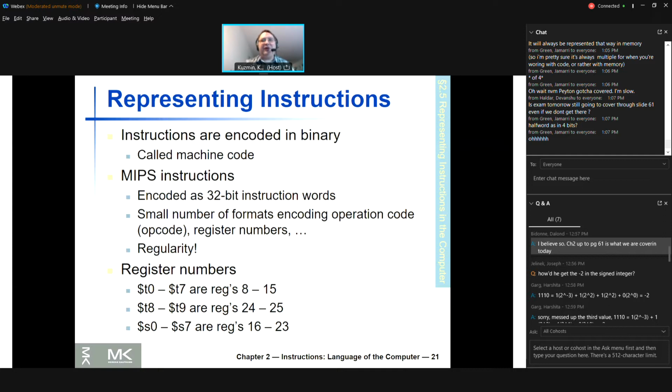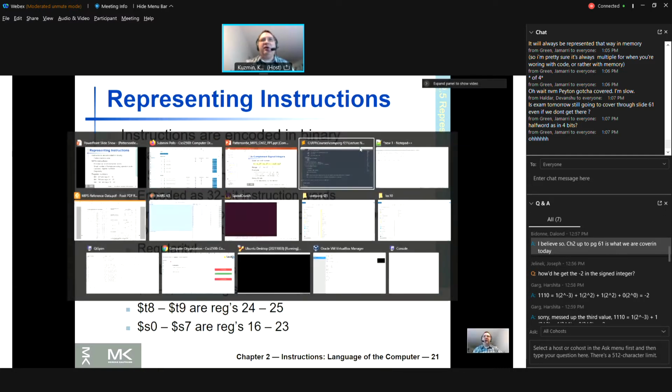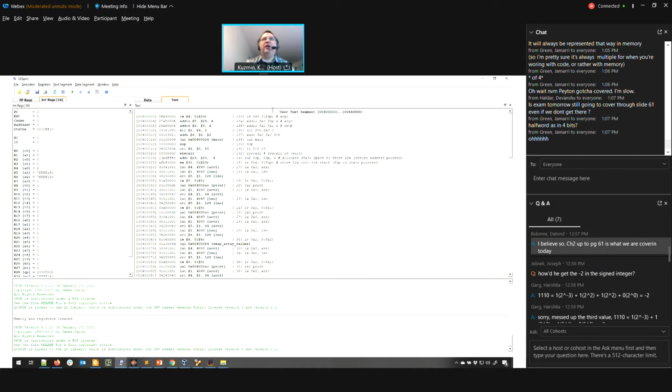one 32-bit word. And if you open your simulator, Mars or QtSpim, doesn't matter, you can see that here's some program loaded, and this is the assembly language instruction that we as humans prefer, but this is actually the machine code for that instruction. And you can see that each machine code is exactly one word.